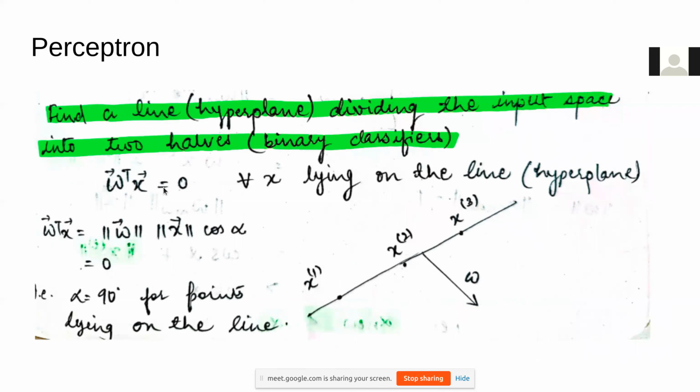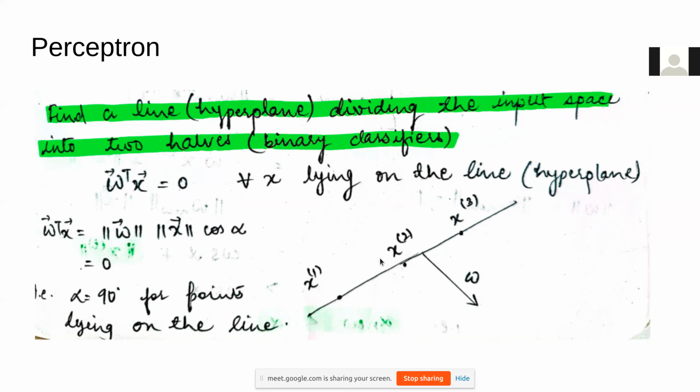So here W transpose X equal to 0 represents the set of points X for which this equation will be satisfied, which are the points lying on this line. And using the definition of the scalar product, W transpose X can be written as the norm of W into norm of X into the cosine of the angle between these two vectors. Let alpha represent the angle between the vector W and X. And this is 0. So assuming that neither W is 0 nor X is 0, the only possibility for this dot product to be 0 is that alpha has to be 90 degrees.